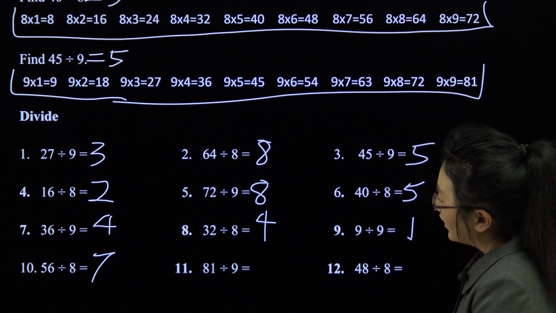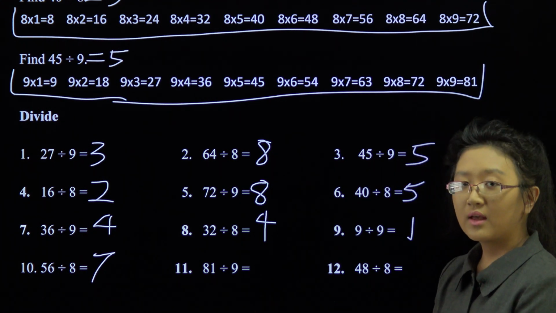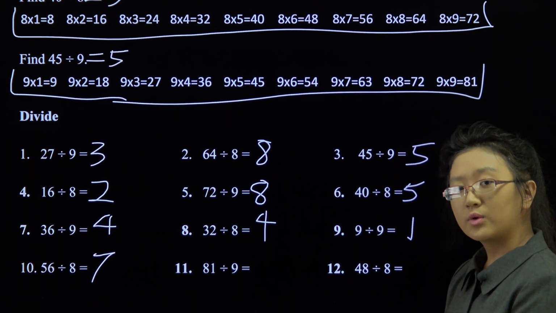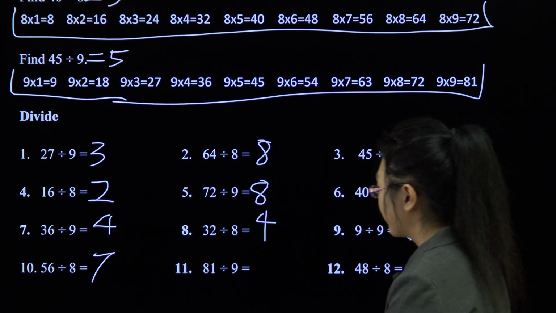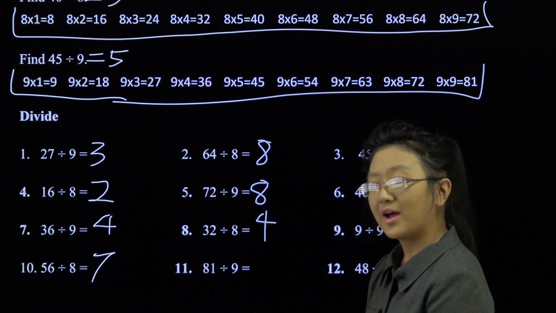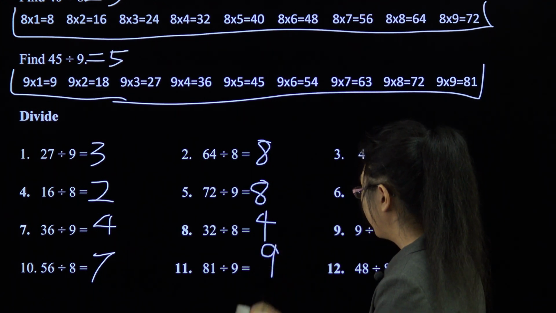81 divided by 9. 9 times what equals 81? 9 times 9 equals 81. 81 divided by 9 equals 9.